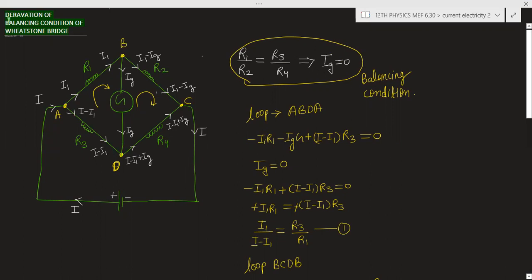And please write the heading also, derivation of balancing condition of Wheatstone bridge. Nafisa, are you writing? Yes, sir, writing. I'm finished. Okay, fine. And please make the diagram accurately. Try to show the direction of current accurately. Otherwise, if any direction will be reversed, then the whole thing will change.